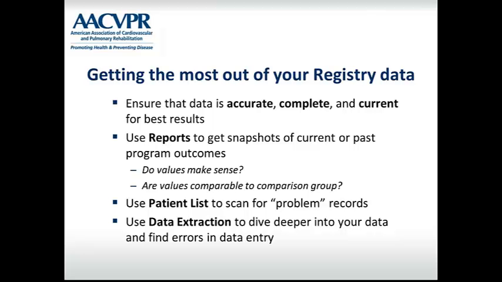Use the patient list to scan for problem records. And again, there I look for things like incomplete records where they should have been completed or they should have dropped out. And then also you can use the file status column to look for complete records. Lastly, use the data extraction utility to really get deeper into your data. And you can use it to find errors and correct errors in your data entry, or to do more specialized analysis of patient outcomes or program performance.